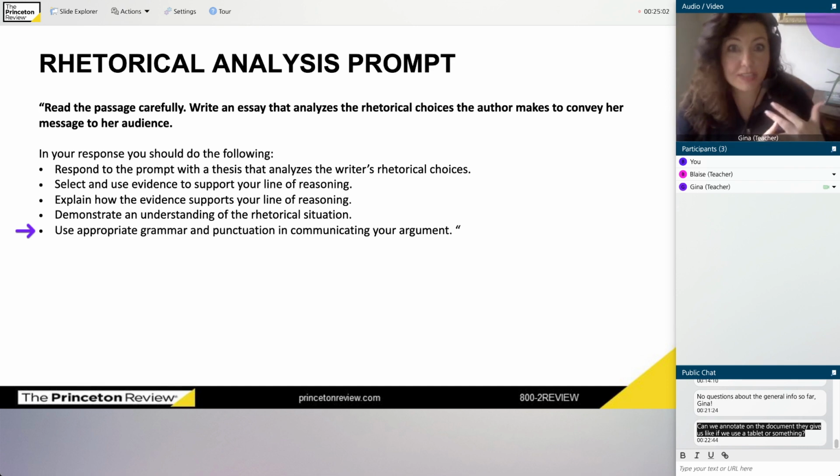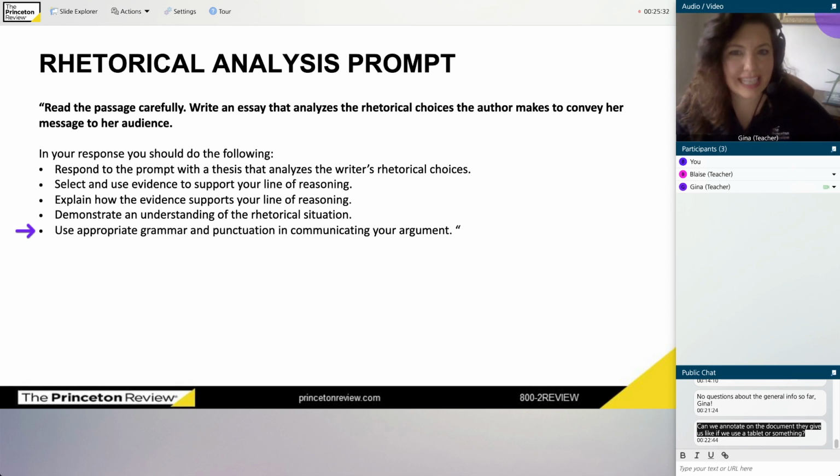Number two, they're also not asking for your opinion. So if Elizabeth Cady Stanton is talking about giving women the right to vote, it doesn't really matter whether you agree with her or not. Hopefully you do, but whether you do or not, that's not the point. As a matter of fact, you could disagree with her, but you could still write a really great essay because your job is just to analyze how she used certain rhetorical devices to build a case.